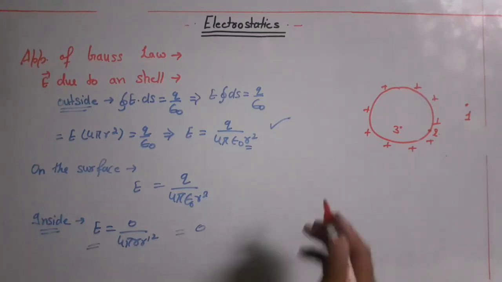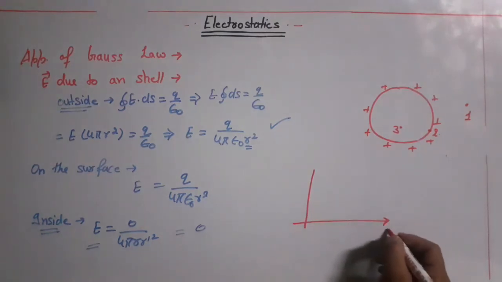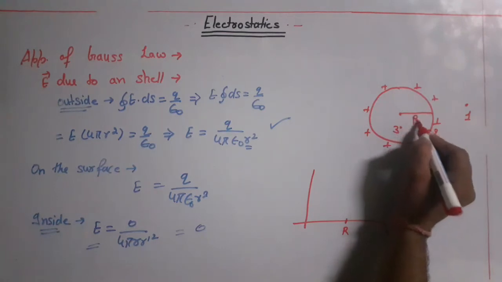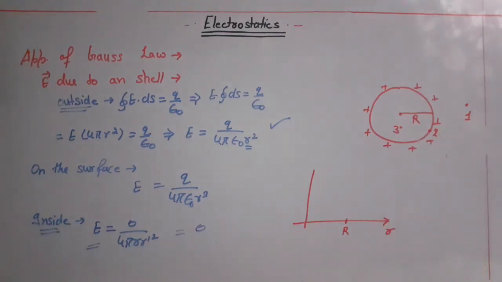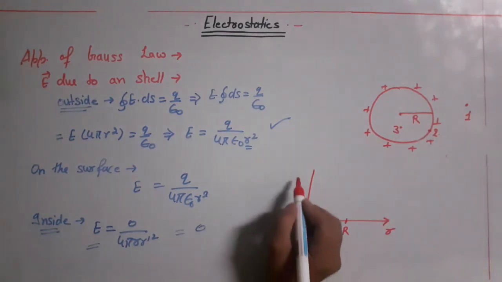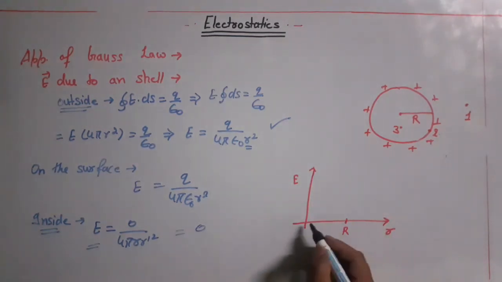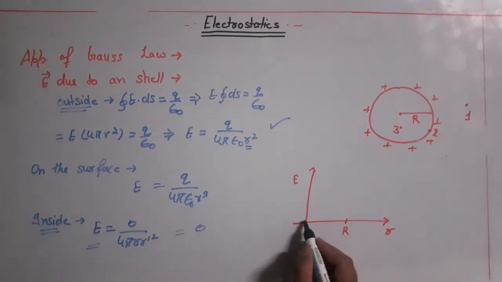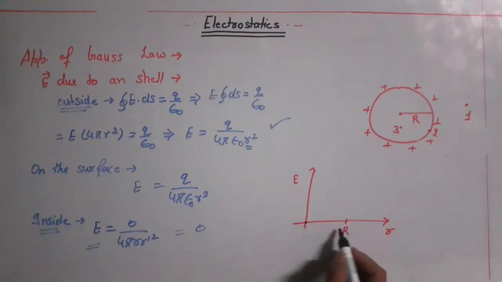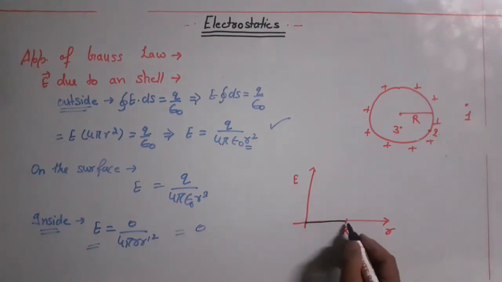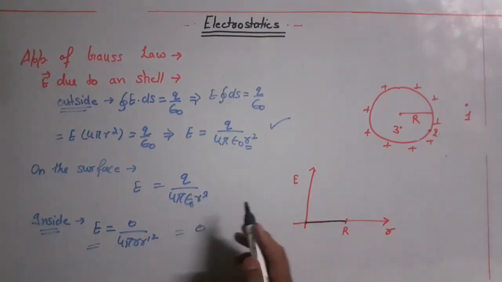Let's plot our graph. If this is the distance r and this is the radius, capital R, and we want to plot a graph between r and E, the electric field due to this spherical shell, what will we get? We will get a graph starting from 0 at r equal to 0, where E is also 0. Inside the shell the electric field is 0, so up to this capital R we get the value of E as 0, and at R, on the surface of the shell, what will we get?